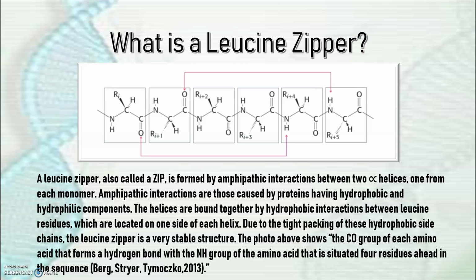The photo above is from the book, and it also shows the CO group of each amino acid that forms a hydrogen bond with the NH group of the amino acid that is situated 4 residues ahead in the sequence.